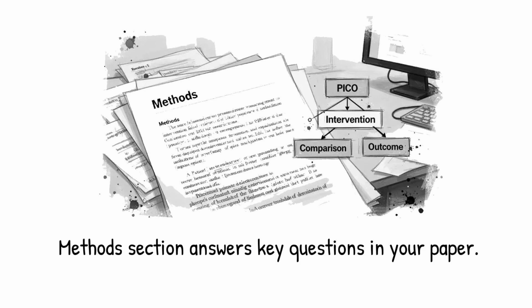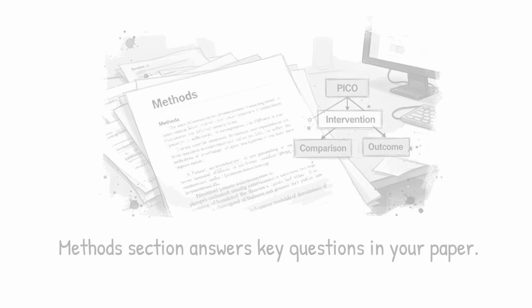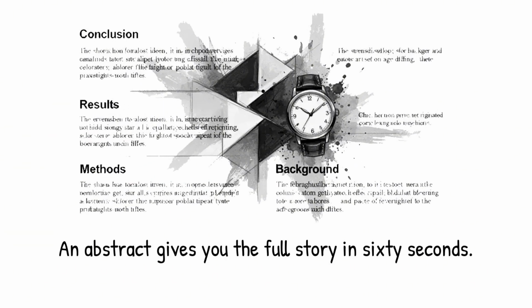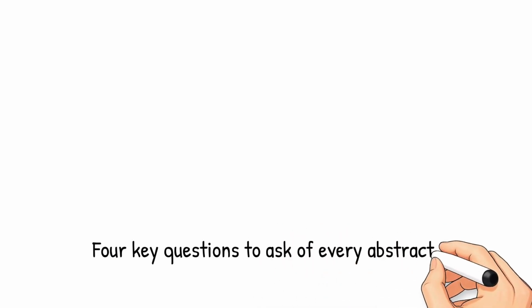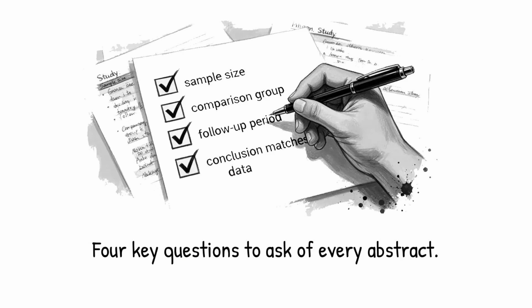So here's what you now have. A title gives you PICO in 10 seconds. An abstract gives you the full story in 60 seconds if you read it in the right order. Conclusion first, results second, methods third, background last. And 4 questions to ask every abstract: sample size, comparison group, follow-up period, and whether the conclusion matches the data. These are not complicated tools. They are habits, and habits become automatic with practice.